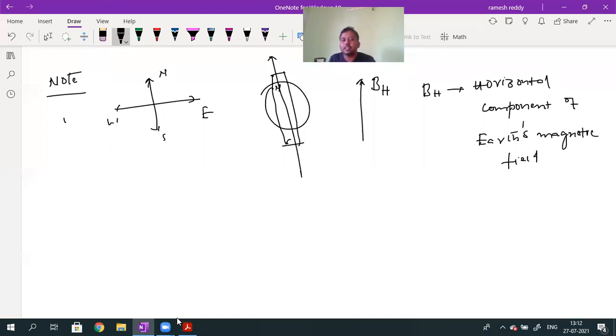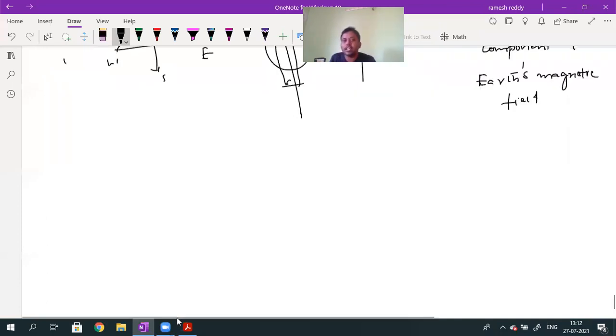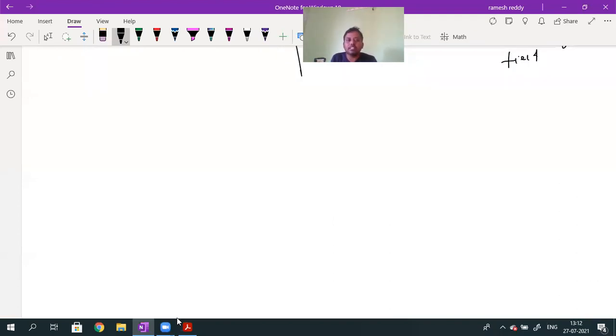For representing the Earth's magnetic field in both magnitude and direction, we have three components. Those components are called the elements of Earth's magnetic field. So BH is one of the components. Now, what is the first point I will discuss? Let me consider two bar magnets arranged like a cross. This is one bar magnet, and this is another bar magnet.